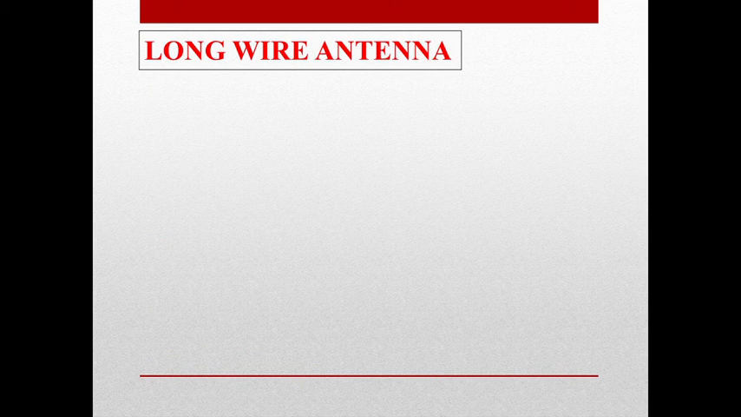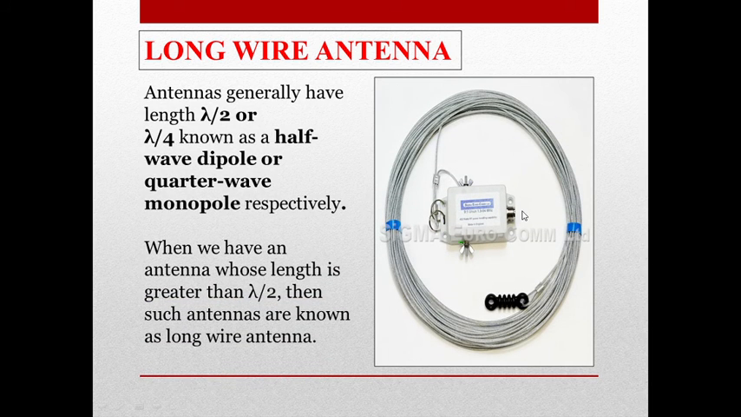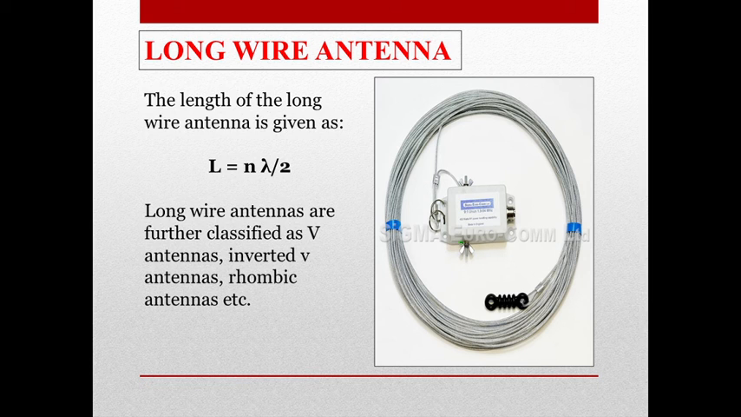Now, let's start with the long wire antenna. This is what a long wire antenna looks like in real life. Antennas generally have the length of lambda over 2 or lambda over 4, known as the half-wave dipole or the quarter-wave monopole, respectively. When we have an antenna whose length is greater than the half-wave dipole, then such antennas are known as long wire antennas. The length of the long wire antenna is given as n multiplied by the half-wave dipole. Long wire antennas are further classified as V antennas, inverted V antennas, or rhombic antennas, etc. Let's proceed.